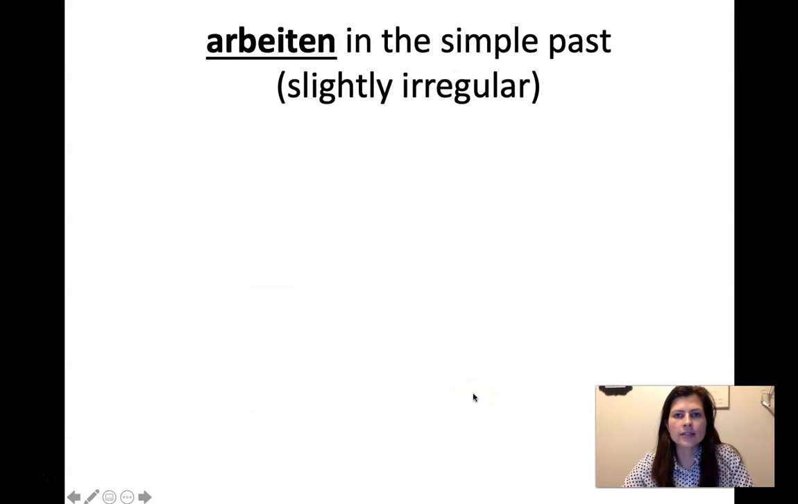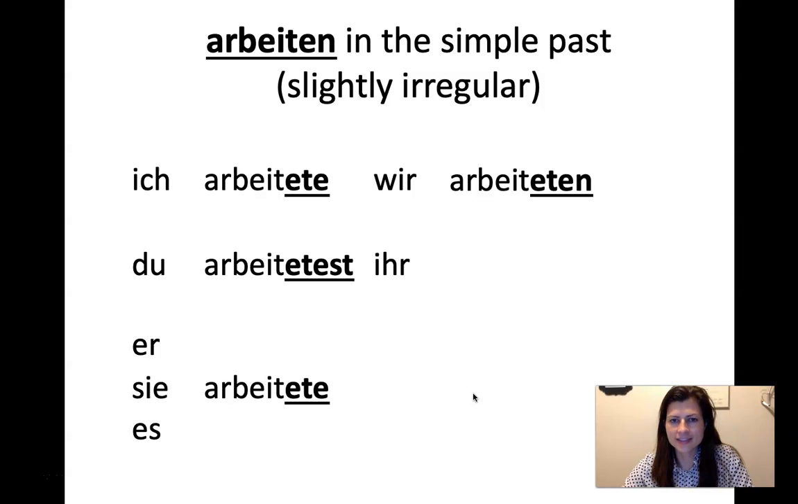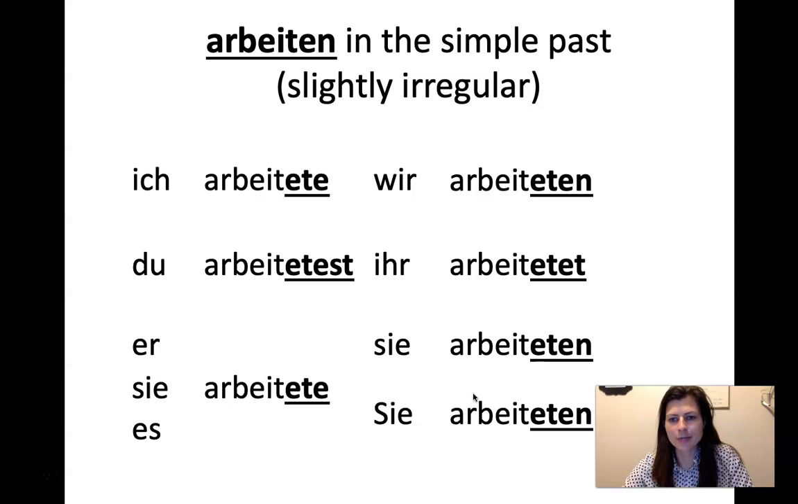Okay. Arbeiten, it's slightly irregular because it has that T ending on the stem. So this is going to be one of those ridiculous sounding ones. But ich arbeitete. Du arbeitetest. Sie, es arbeitete. Wir arbeiteten. Ihr arbeitetet. Sie arbeiteten. So that's just how it is. So it's work. I worked, you worked, he, she, it worked, we worked, etc.